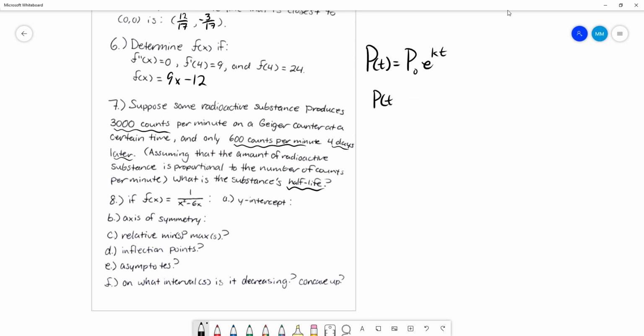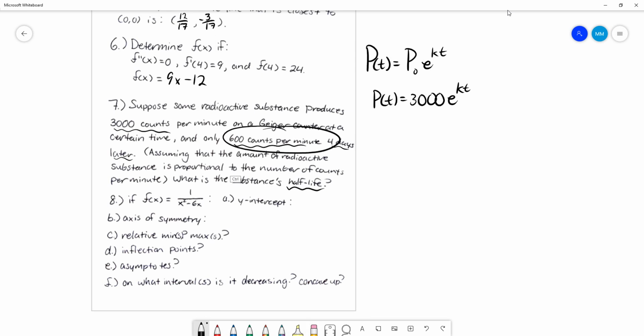So it's going to be P of t equals 3,000 e to the kt. And we know that P of t is going to be 3,000 when t equals 0, of course, right? That makes sense because 3,000 equals 3,000 times 1. That makes sense. So now we want to solve for that k value.